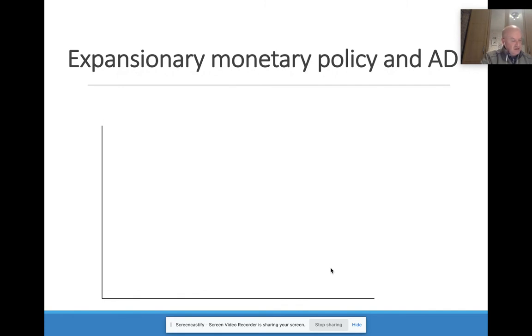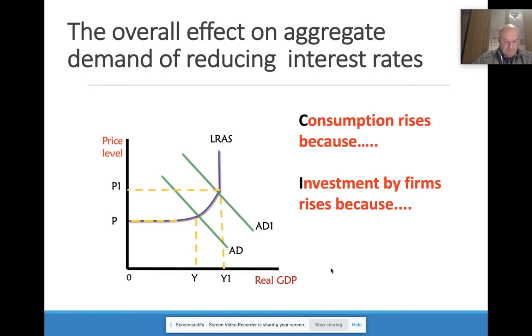Okay, so let's take a look at this next scenario, where we're looking at expansionary monetary policy and aggregate demand and how that affects things. We've looked at how contractionary monetary policy might work, but if we're talking about expansionary policy, essentially aggregate demand would move out to the right, a shift to AD1.